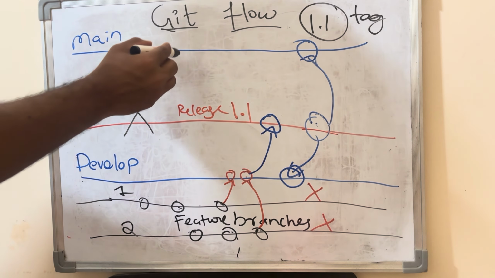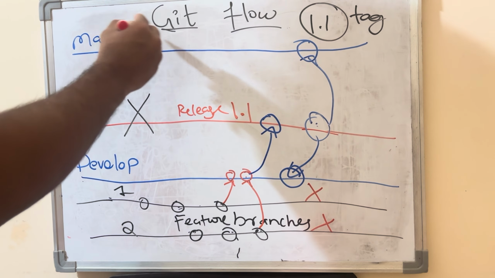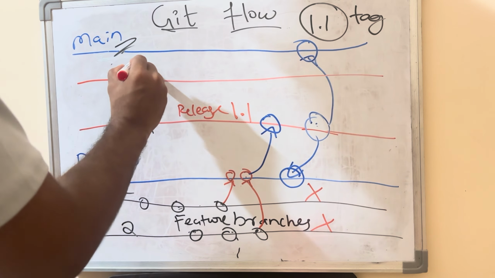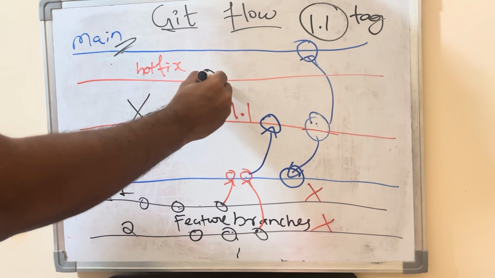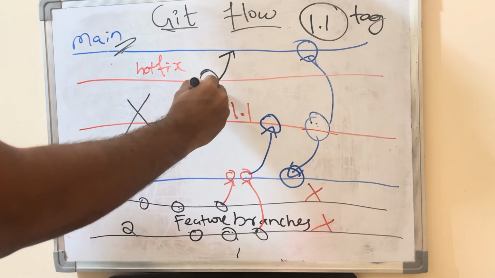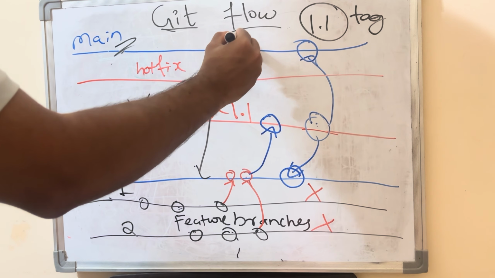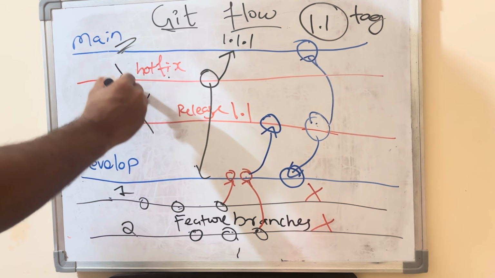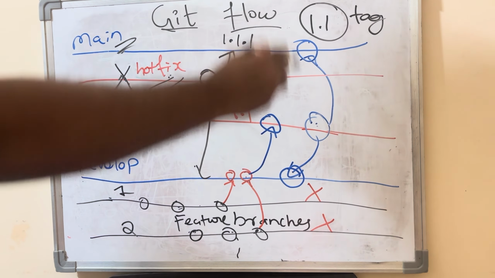Now if there are any bugs in production code, meaning in the main branch, we have to fix that bug urgently, right? Because it is in the live version. For that we are going to create a branch called the hotfix branch. So we fix that bug in the hotfix branch, then we are going to merge the changes back to the main branch as well as the develop branch. And we can tag that hotfix release as 1.1.1. And once the changes are merged, we are going to delete this hotfix branch also. So the hotfix branch is also a short-lived branch. That's it, this is GitFlow.